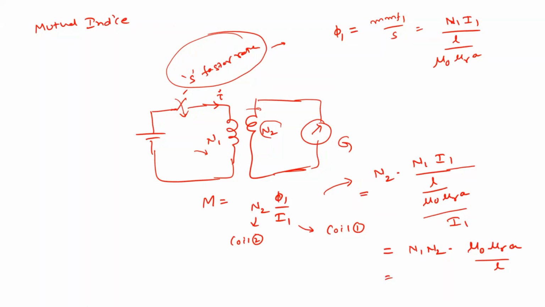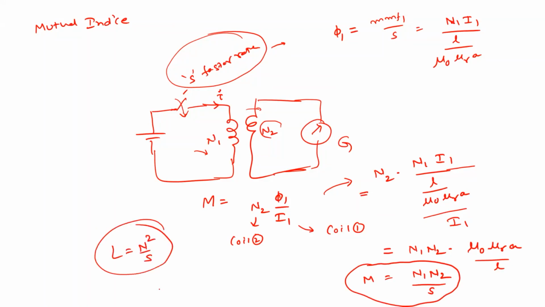So what is this? N1, N2 into mu naught mu R A by L, and L by mu naught mu R A is S, so that is 1 by S. So M equal to N1, N2 by S. So we have L equal to N square by S, and here mutual inductance M equal to N1, N2 by S.